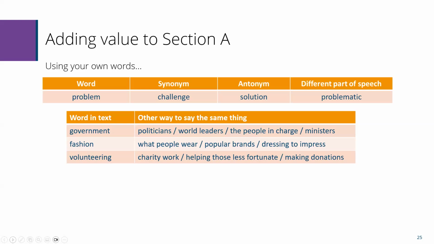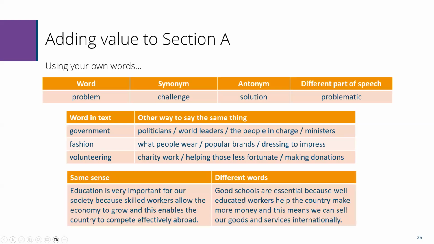So if we've got the word government in the text, which is something that could commonly occur, can we say politicians or world leaders or the people in charge or ministers? If we've got fashion mentioned in the text, do we know how to say what people wear, popular brands, dressing to impress? If we've got volunteering mentioned in the text, do we know how to say charity work or helping those less fortunate or making donations? So, synonymous words or phrases for common things that the students may need to talk about.